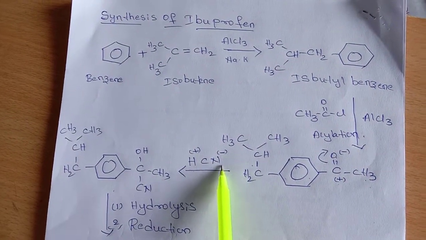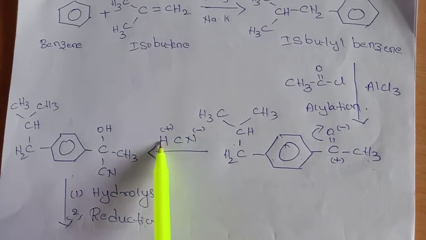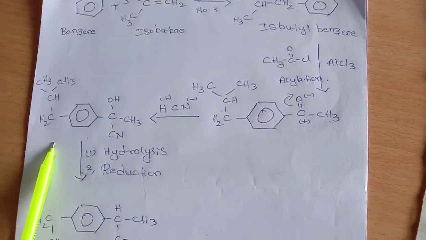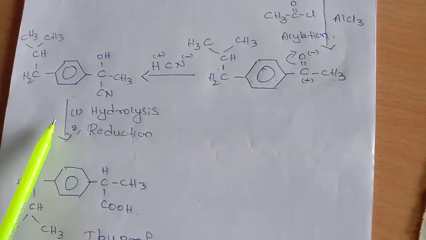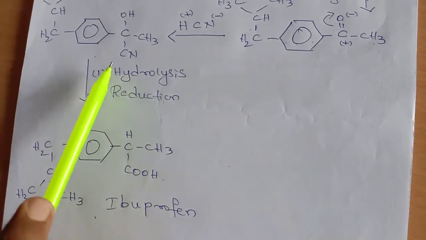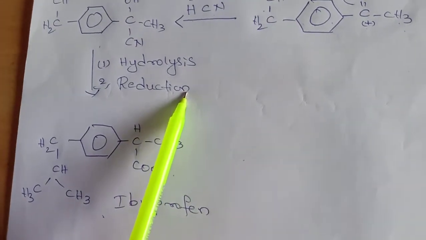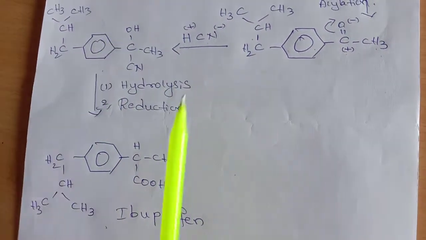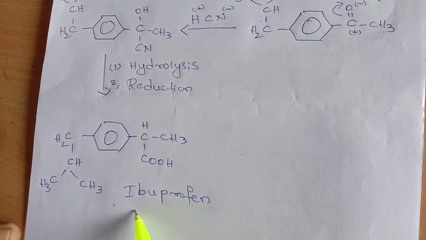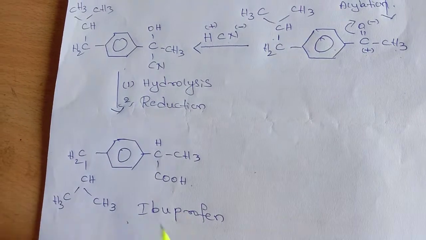The negative part of the reagent will be added to the positively charged carbon, and the positive part of the reagent will be attached to this oxygen, such that we get an intermediate, which is a cyanohydrin intermediate. The next step is hydrolysis followed by reduction. Upon hydrolysis, the cyano group is converted into carboxylic group, and the reduction will cause the elimination of this oxygen. So by the removal of oxygen, we can synthesize ibuprofen in this manner.